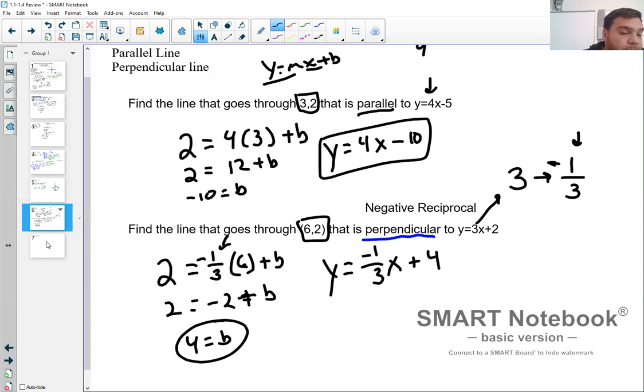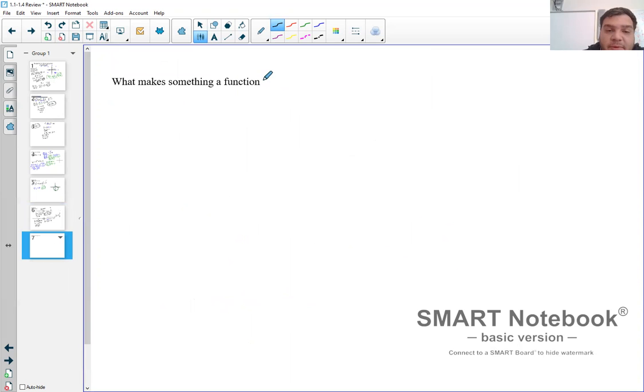All right, the next one. What makes something a function? You remember the golden rule: every input should only have one output. So how do we check for it algebraically? What you always are going to do, I guess I'll write it as a step, is solve for y.